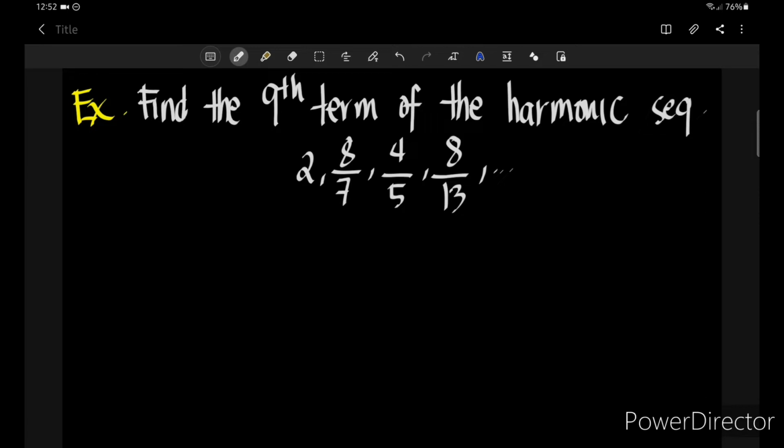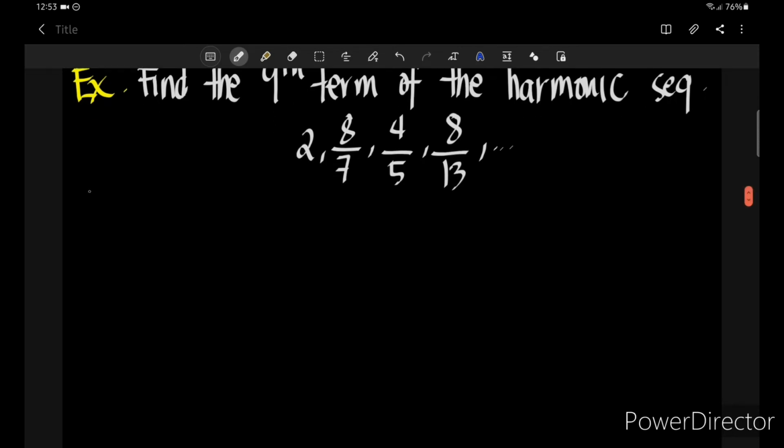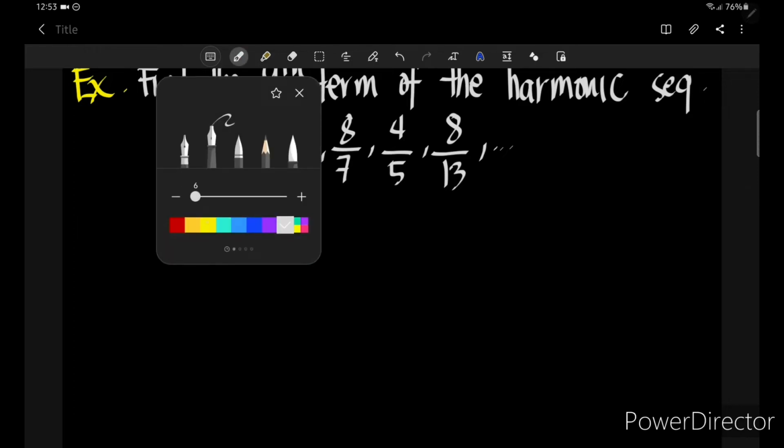Find the ninth term of the harmonic sequence 2, 8 over 7, 4 over 5, 8 over 13. Kung titignan natin, no, mas maganda kung i-convert muna natin siya into arithmetic sequence since meron tayong formula doon, no, to obtain the nth term or specifically yung ninth term. Now, paano siya i-convert into arithmetic sequence? Just get the reciprocal of each term, no? Yung 1/2, no? So, as a solution, okay, solution.